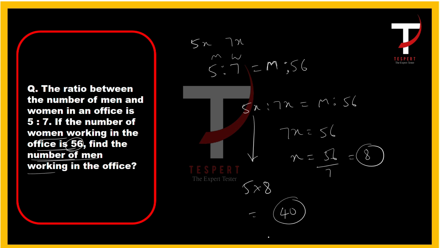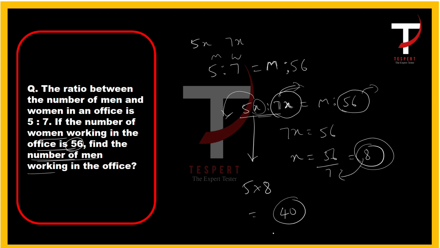See, we know the direct number of women working in that office, and in the ratio part, we know the women part, which is 7x, right? So 7x is equal to 56, and we find the value of x, and after finding this value, we just substitute the value of x in the men part, right? So we arrive at 40. So 40 men are working and 56 women are working.